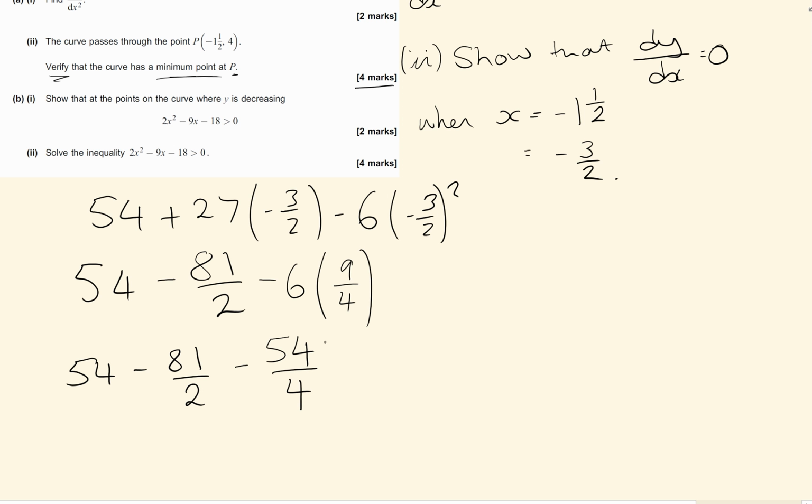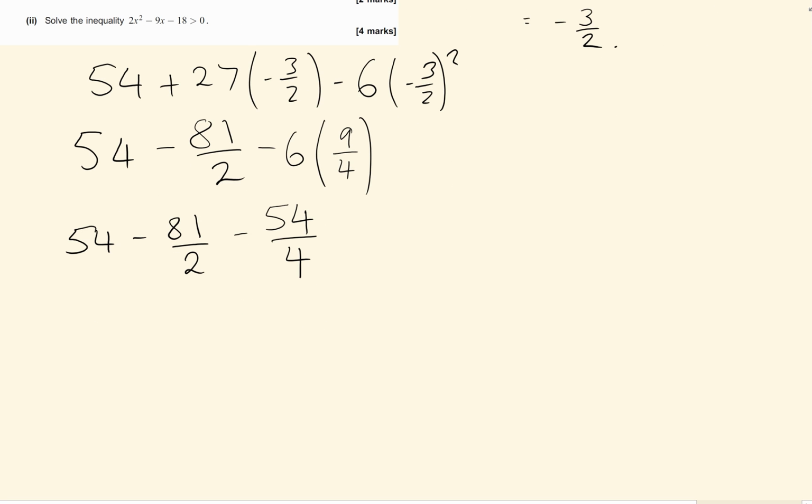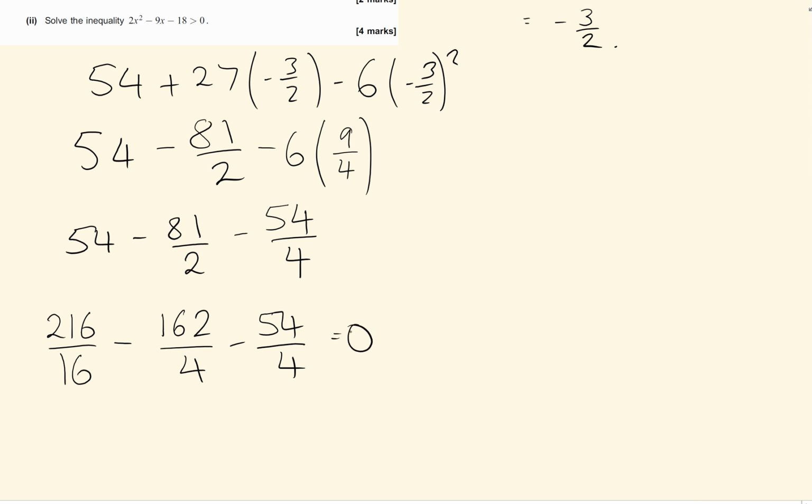And what I'm hoping to do here is to show that this equals 0. So we just need to take our time through this. If we make it all quarters, this thing here is going to become 216 quarters. This one here is 162 quarters, minus 54 quarters. And 54 plus 162 is 216. So that equals 0, and therefore P is a stationary point. So that was worth 2 marks.